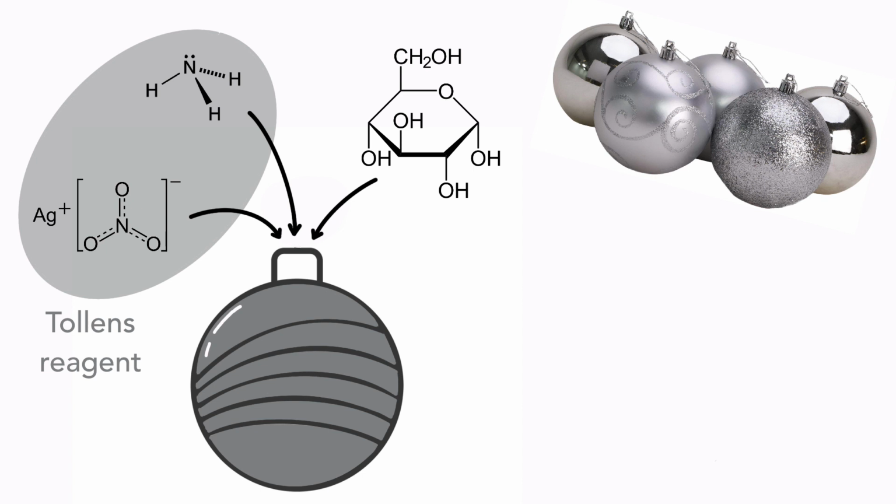In chemistry, we call this the silver mirror reaction, and the mixture of silver nitride and ammonia, usually with some added sodium hydroxide to increase the pH, is called Tollens reagent. And now you can show off with some expert chemistry knowledge at your next Christmas party.